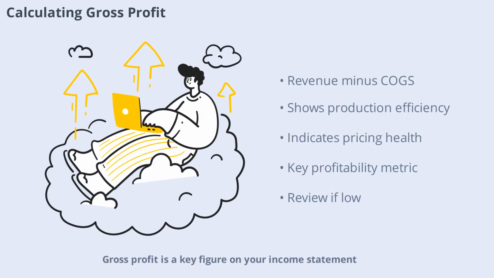Gross profit is a key figure on your income statement. It's calculated by subtracting the cost of goods sold from your total revenue. This number shows how much money your business has left after covering the direct costs of production. A healthy gross profit indicates efficient production and pricing strategies. If your gross profit is lower than expected, it may be time to review your costs or pricing.